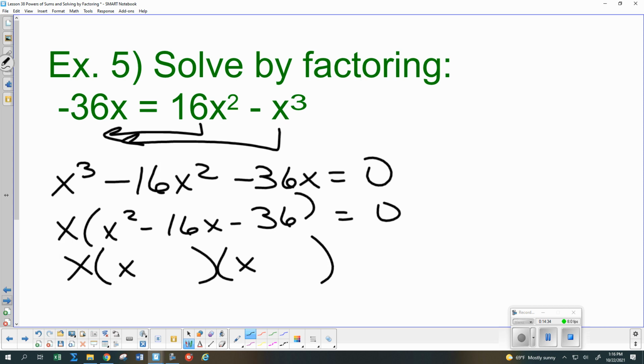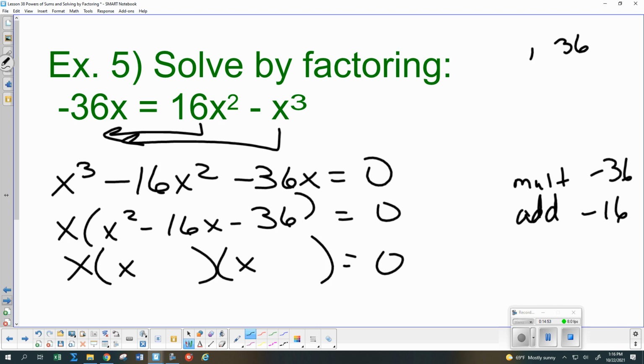Now I need two numbers that multiply to be negative 36 and add to be negative 16. This is a little bit harder because there are so many things to get 36. Let's see, I'll worry about the minus in a minute. I could have 1 and 36. I could have 4 and 9. I could have 6 and 6. Those don't look promising for a 16. Oh, I could have 3 and 12.